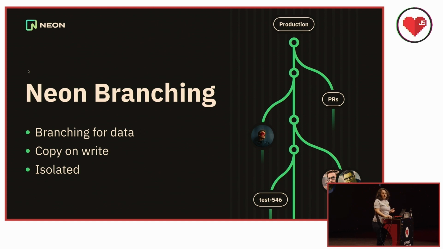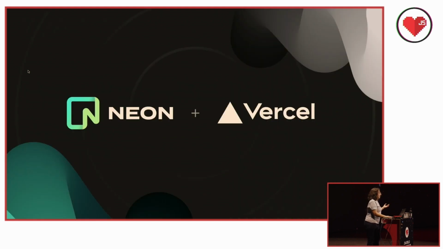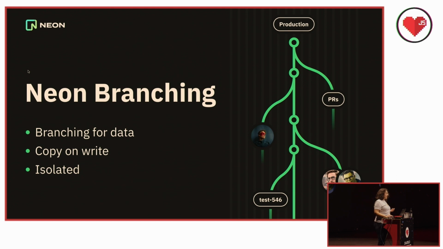Branches are also isolated. I mentioned that we've given each branch a dedicated compute. So you can run your performance test on some branches without touching development branches, preview branches, or production branches. In fact, you can give branches to every one of your devs, to every PR, to every test execution even.